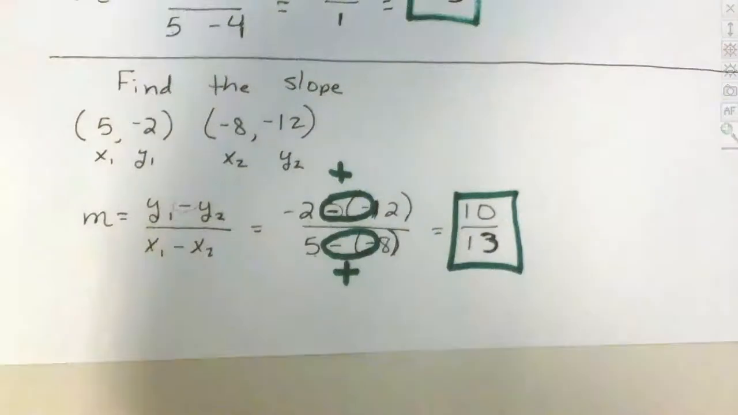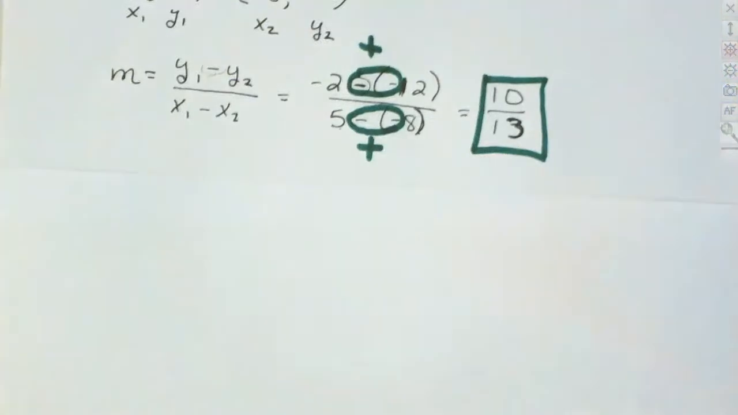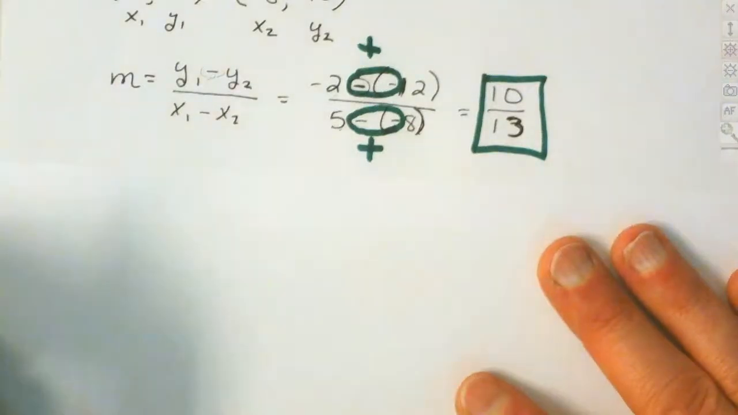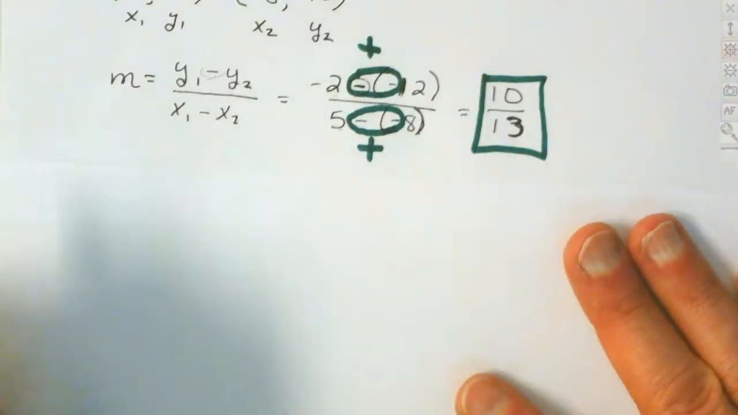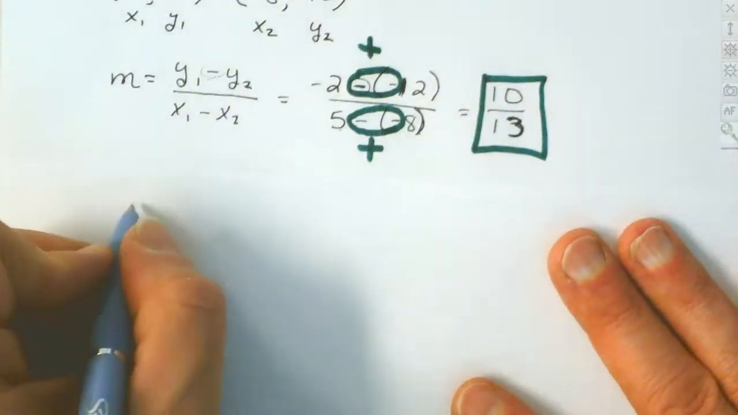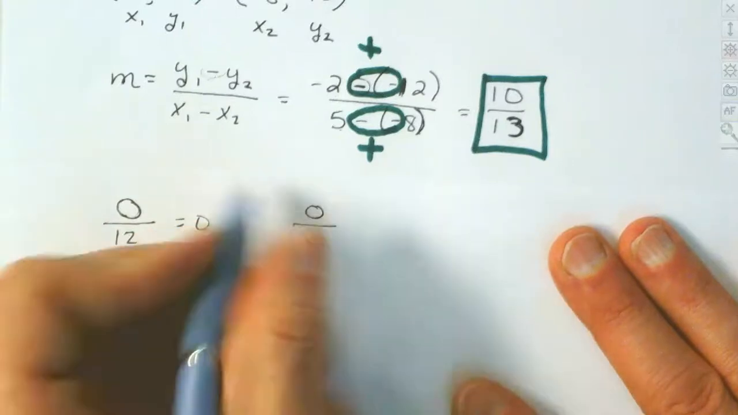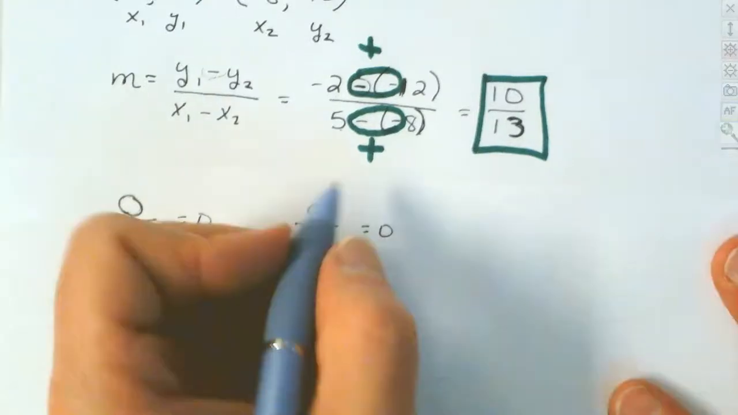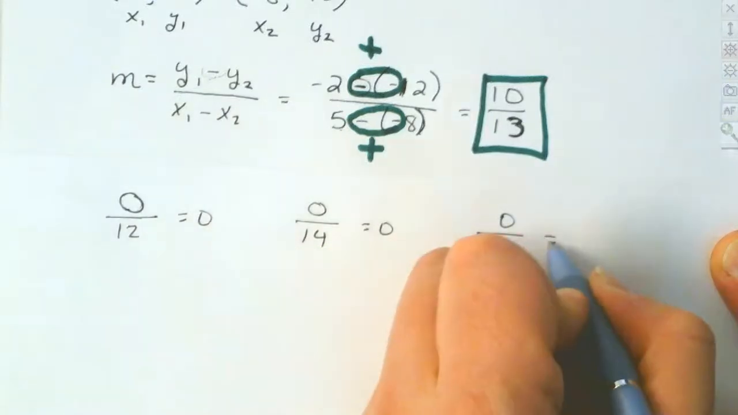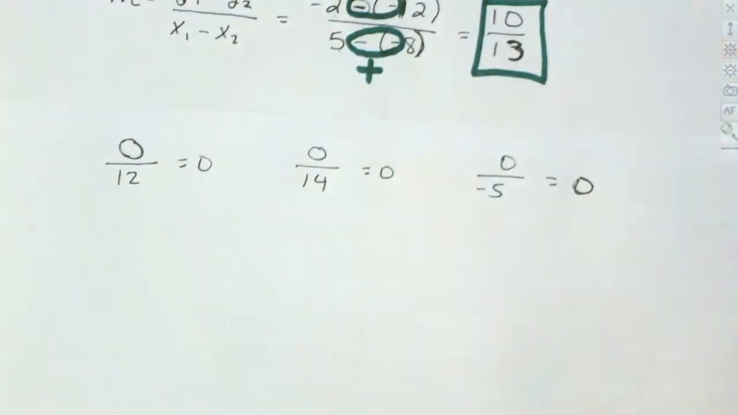Let's do another one. So we're going to do another one here. What about undefined? Let's talk about what makes something undefined. Just so we remember. This is going to be 0. These are all 0. 0 over 12 is 0. 0 over 14, that's 0. 0 over any number. It could be a negative 5. That's still what? 0. So if the 0 is on the top and it's divided by a number, what's it come out to be every time?